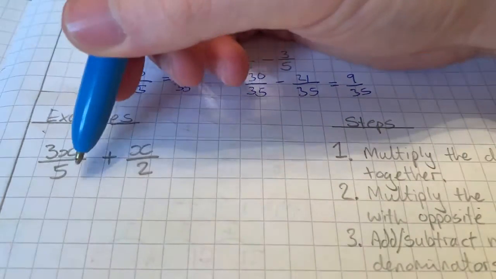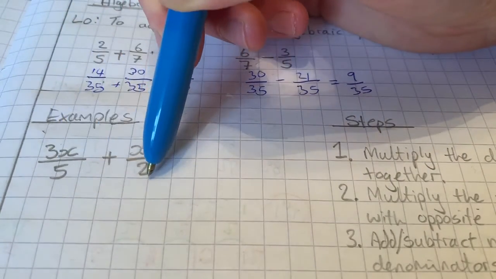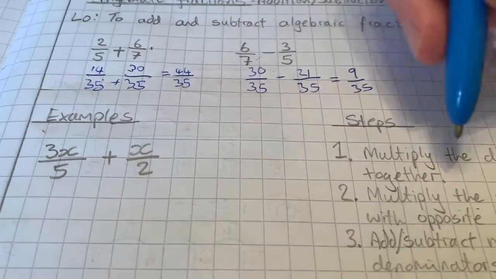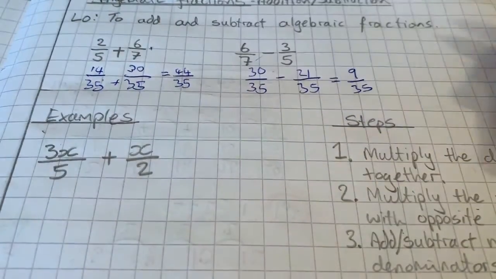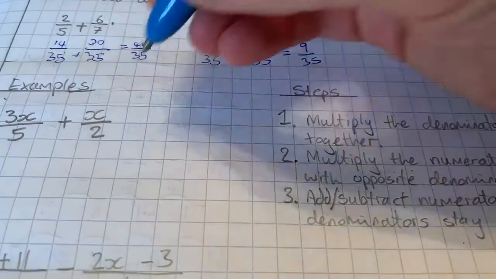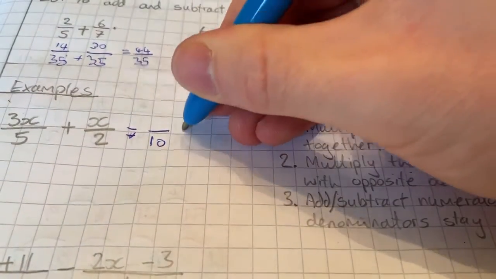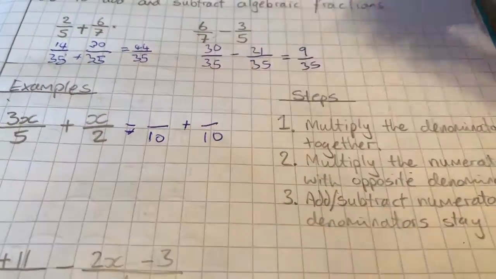So start off here, I've got 3x/5 plus x/2. So multiply those denominators together. That's the first thing you're going to do. So that gives me on the bottom 10 here and 10 again.